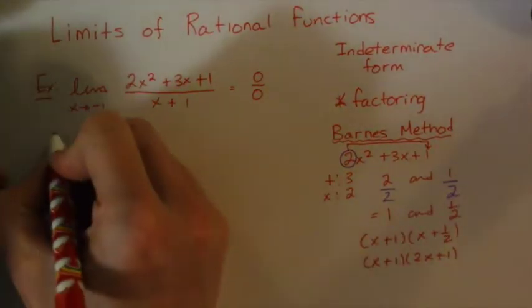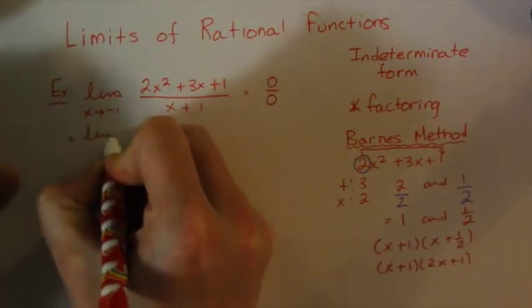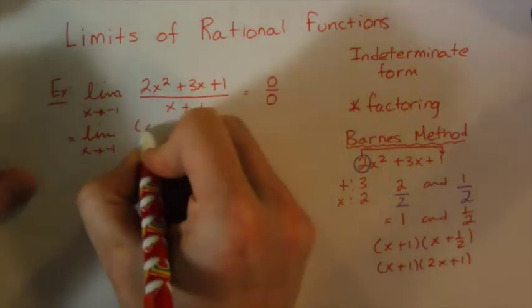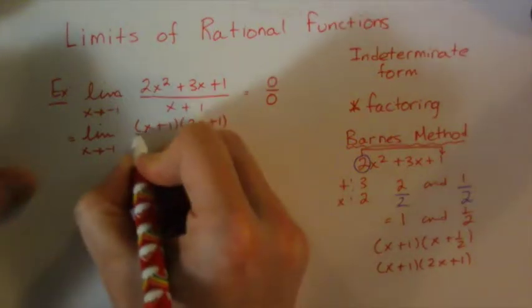So what I'll do now is I'll go back to my limit. Don't forget we're doing a limit video. And I'll go ahead and I'll take the limit of this. So I have x plus 1 over 2x plus 1. So I factored it now.